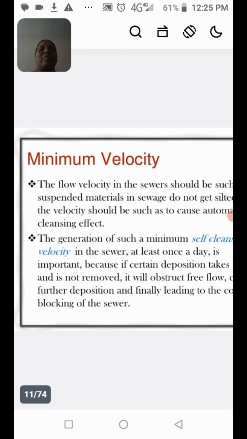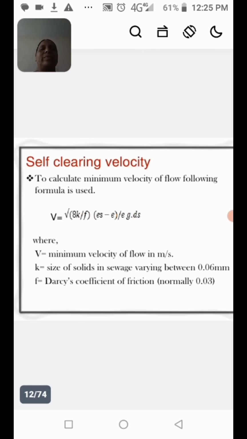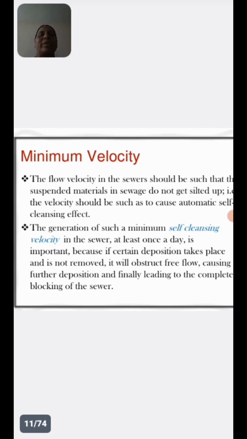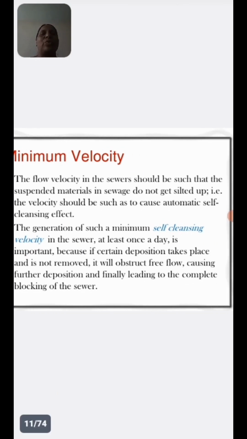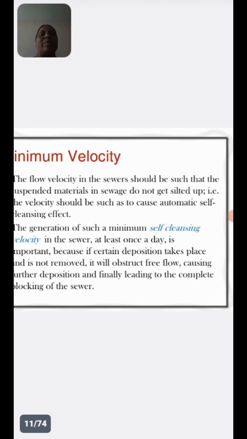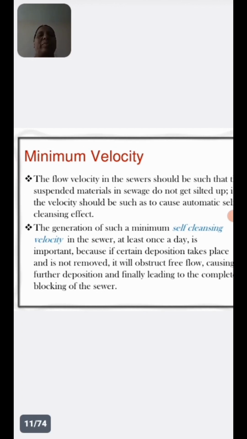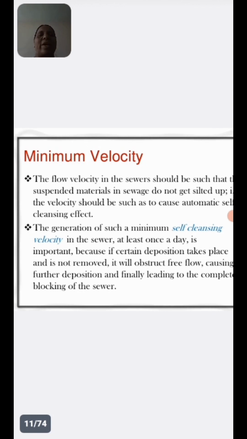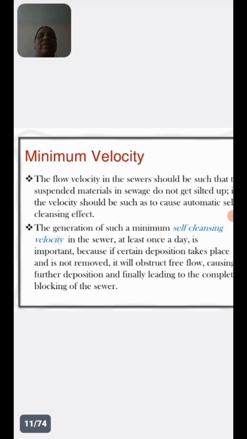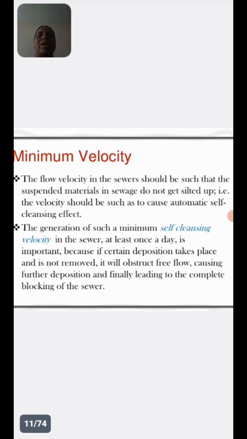When calculating the minimum velocity, the flow velocity in the sewers should be such that the suspended materials in sewage do not get silted up. That is, the velocity should be such as to cause an automatic self-cleansing effect. The generation of such a minimum self-cleansing velocity in the sewer at least once a day is important, because if certain deposition takes place and is not removed, it will obstruct free flow, causing further deposition and finally leading to complete blocking of the sewer.